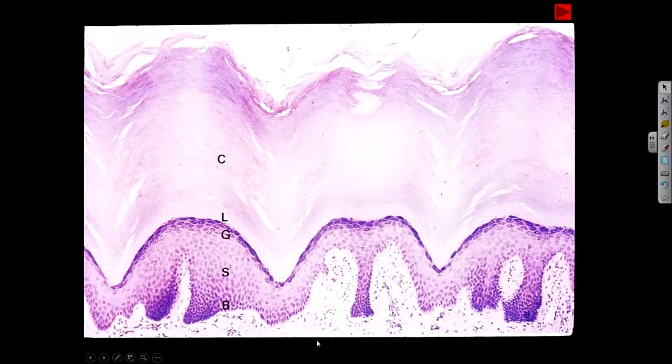Okay, and then a higher power view. So this is thick skin again, labeled. This is dermis down here, and from B to the very top is epidermis. B is the stratum basale. S is stratum spinosum. G is stratum granulosum. L is stratum lucidum, so it has to be thick skin. And C is stratum corneum of thick skin. Okay? Questions?